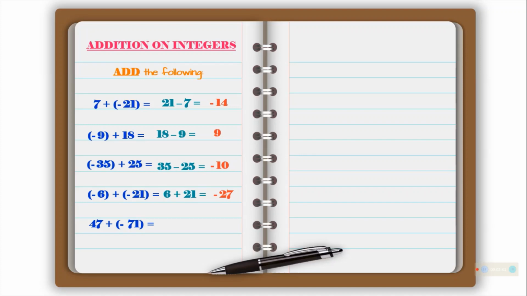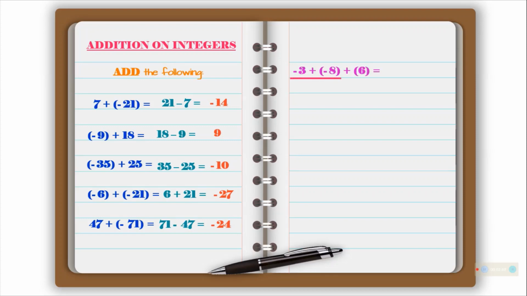Then 47 plus negative 71, they have different signs, so we will subtract 71 minus 47, then take the sign of the larger absolute value, which is negative. Then the answer is negative 24.